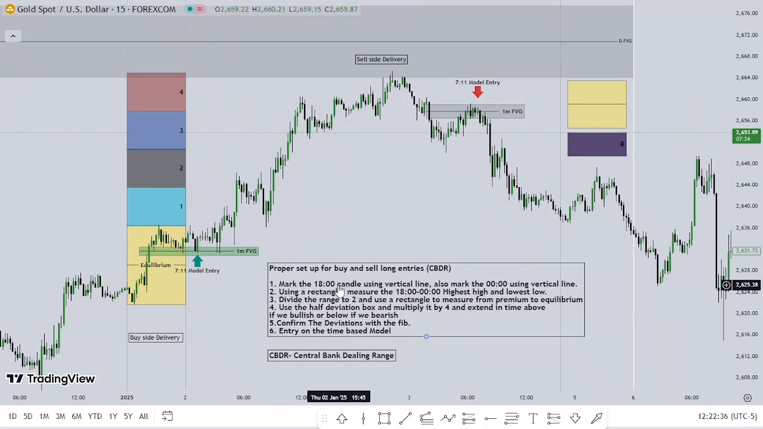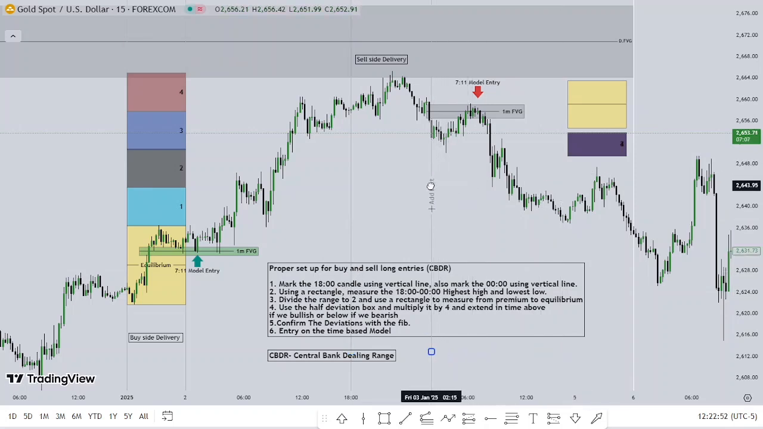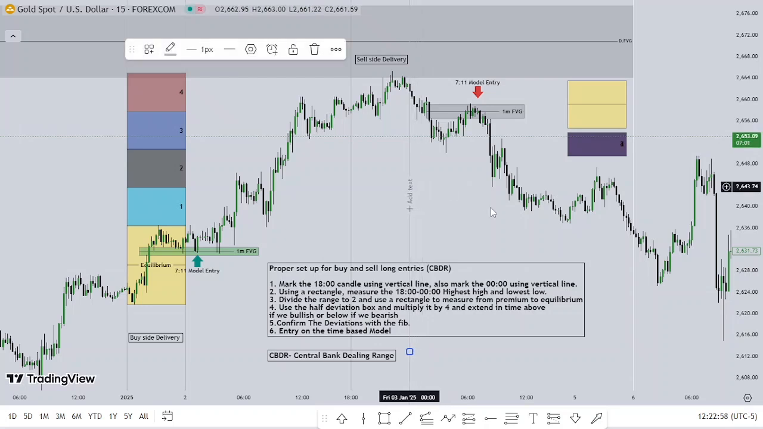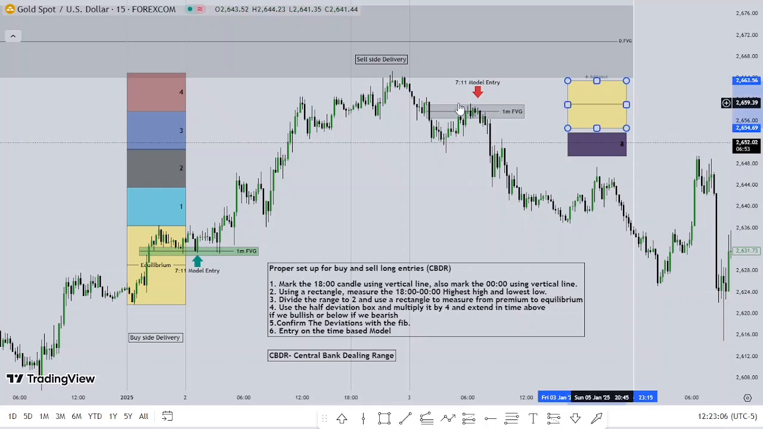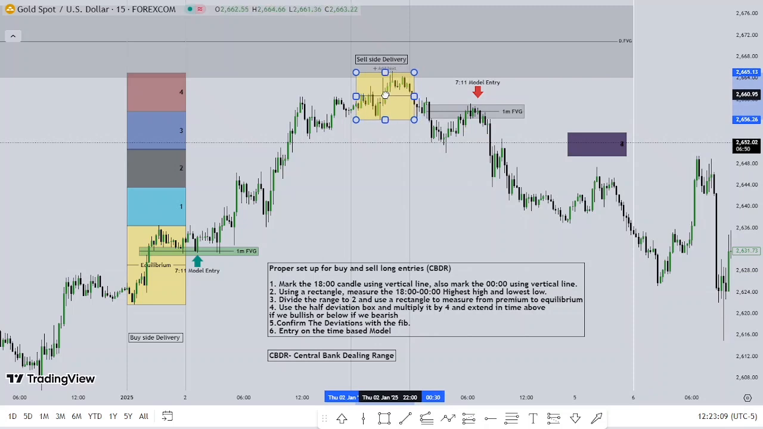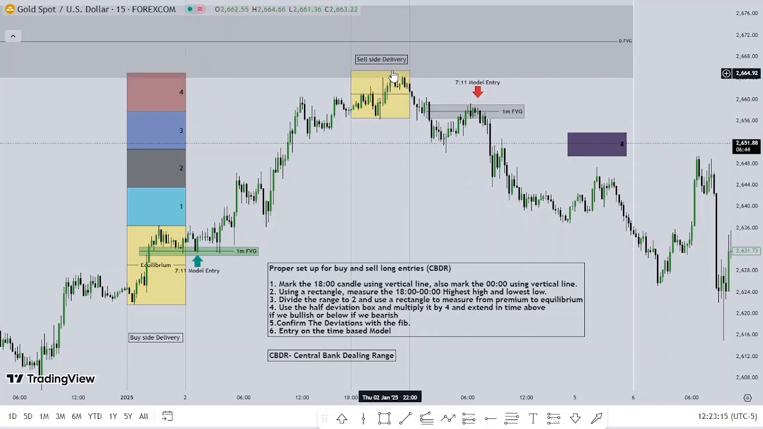Rule number 1, mark the 18 hours candles and 00 hours candles. So now we're marking there for the sell side. For the sell side distribution, we're going to be marking the 18 hours also. Same rules apply, same everything. Then we have the 00 hours, which is here. Then remember, number 2, using the rectangle, we'll measure the 18 hours highest high and lowest low, which is this one.